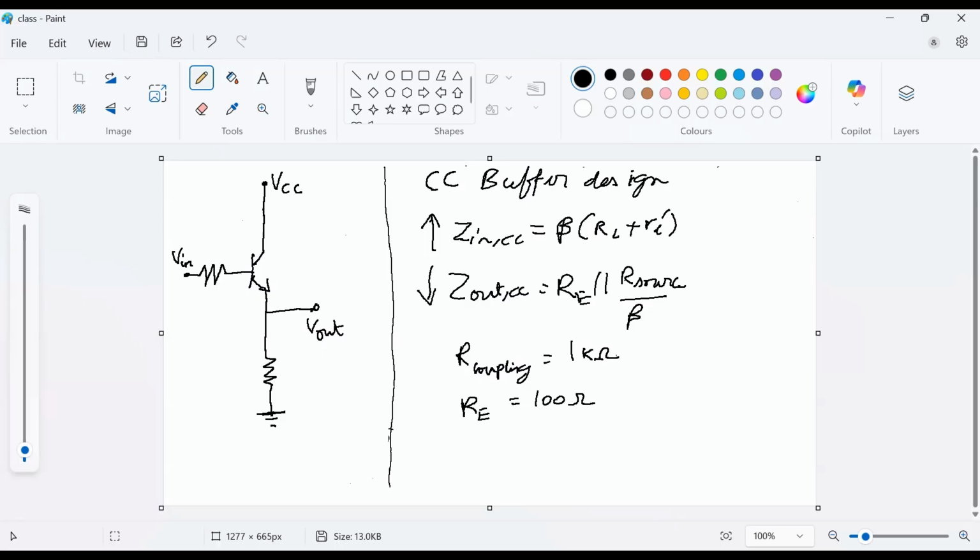This Zin is given by the formula beta times (RL plus RE dash). Any CC buffer would try to provide a high input impedance because it is multiplying by the factor beta. So whatever be the output voltage, it will not load down the CE amplifier. And once again, Zout is calculated by using the formula RE in parallel with R source by beta. Here, R source is the output impedance of the CE stage.